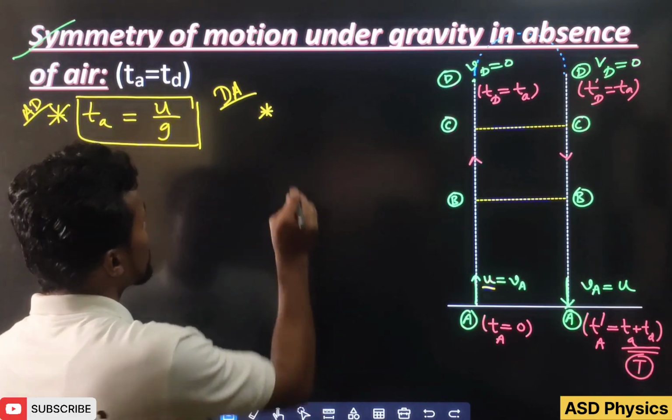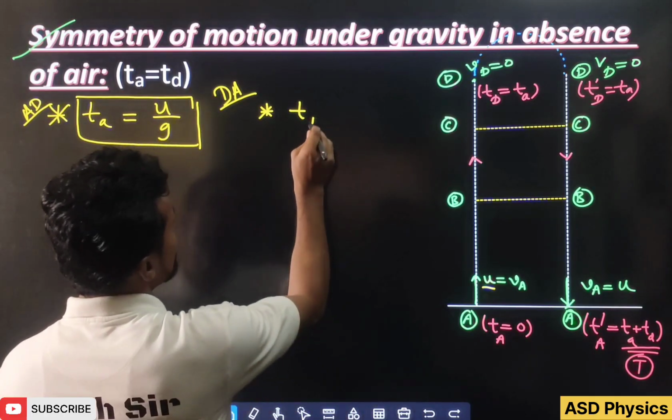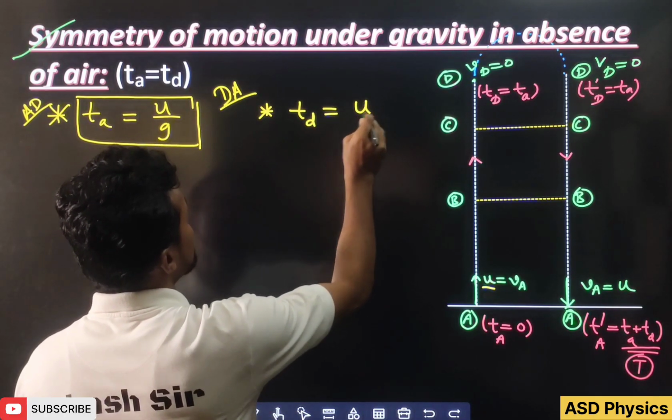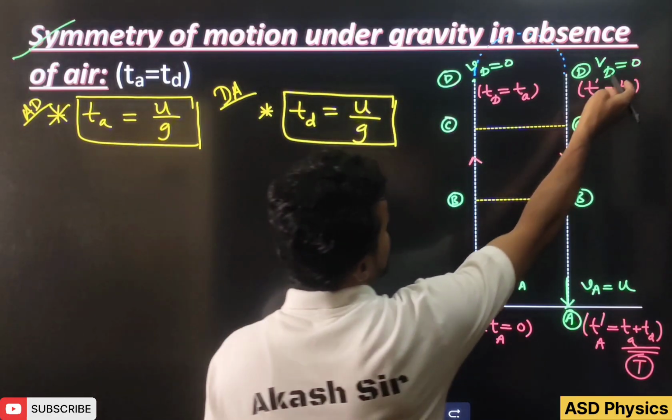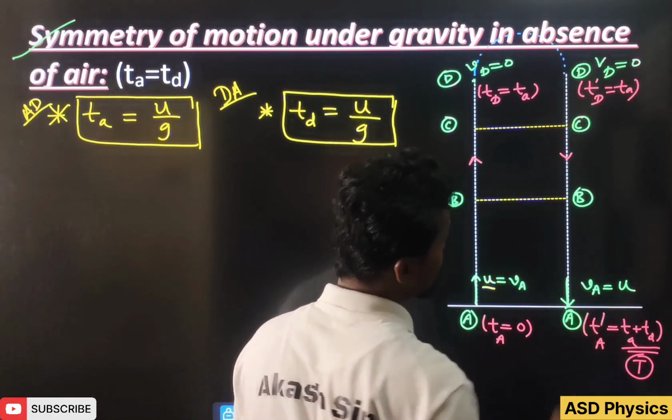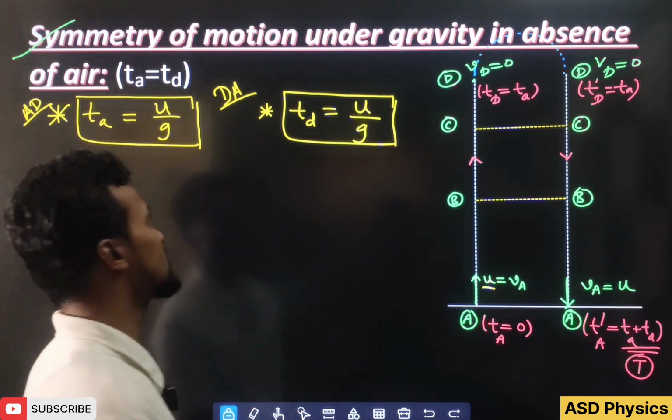So here this time of descent, I will use the small d, time of descent. This is also given by U by G. Why U by G here? Maybe the initial velocity is 0, but the final velocity is U. Even if you use any sign convention, the answer will come the same.